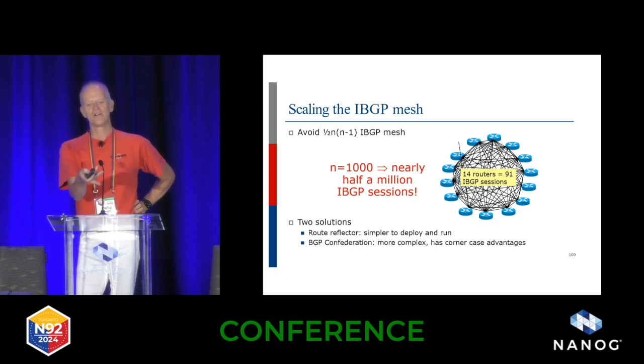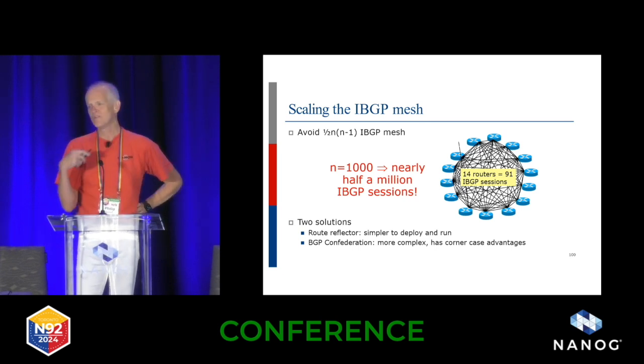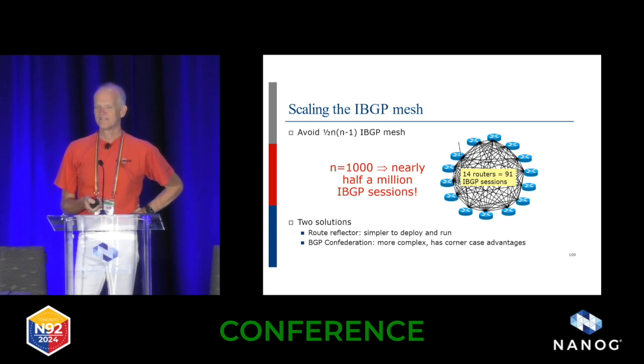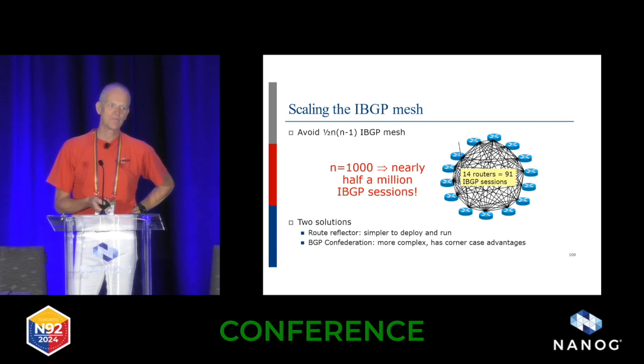You certainly want to avoid something like in the picture. And yes, I drew every single line in that. PowerPoint doesn't have anything to make it easy. And that's only 14 routers. What if you got 1,000? How many iBGP sessions do you have? Would it even work? Is your control plane big enough?